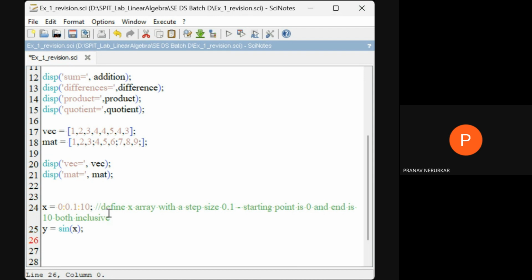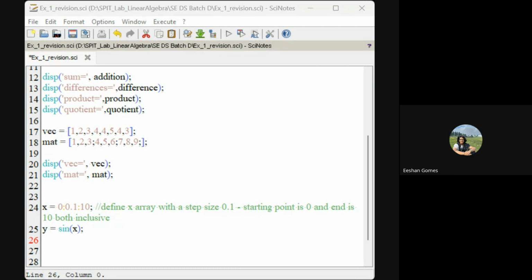And then with this sin of x, we can at the same time calculate the sin of all 100 numbers. So y is also an array. Y is also an array, yes.